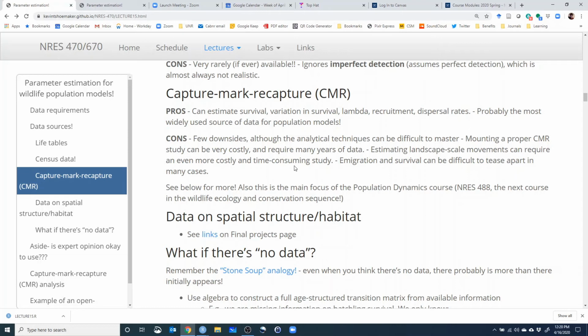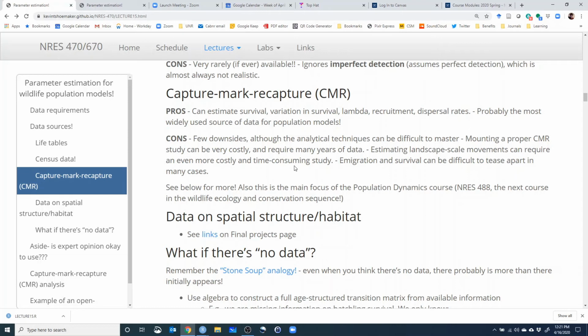And the best part about it is that you can estimate survival, variability in survival or environmental stochasticity. You can estimate lambda. You can estimate recruitment. You can estimate dispersal. You can basically estimate everything that we need to estimate from wild populations using capture, mark, recapture data. And there are few downsides to it.